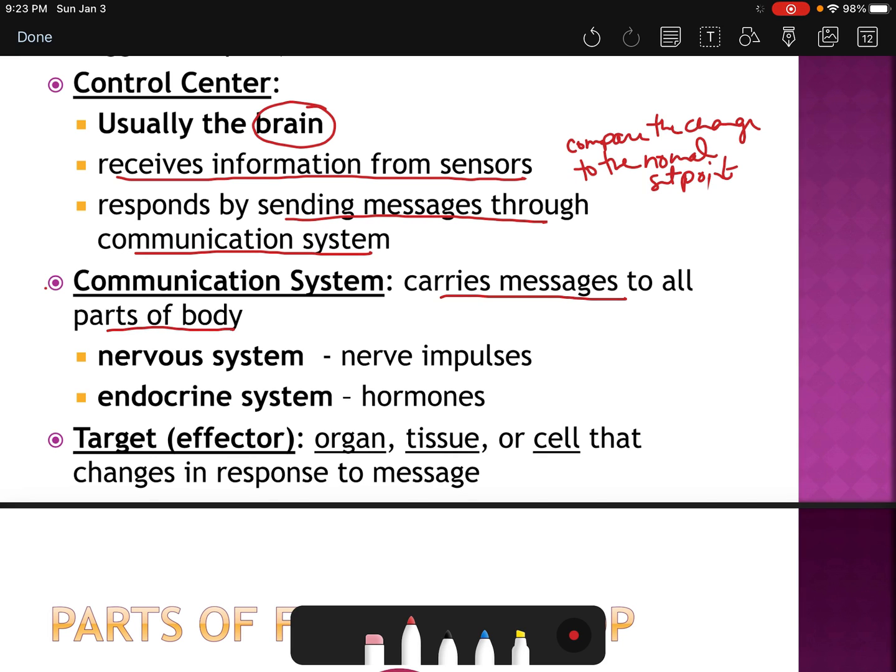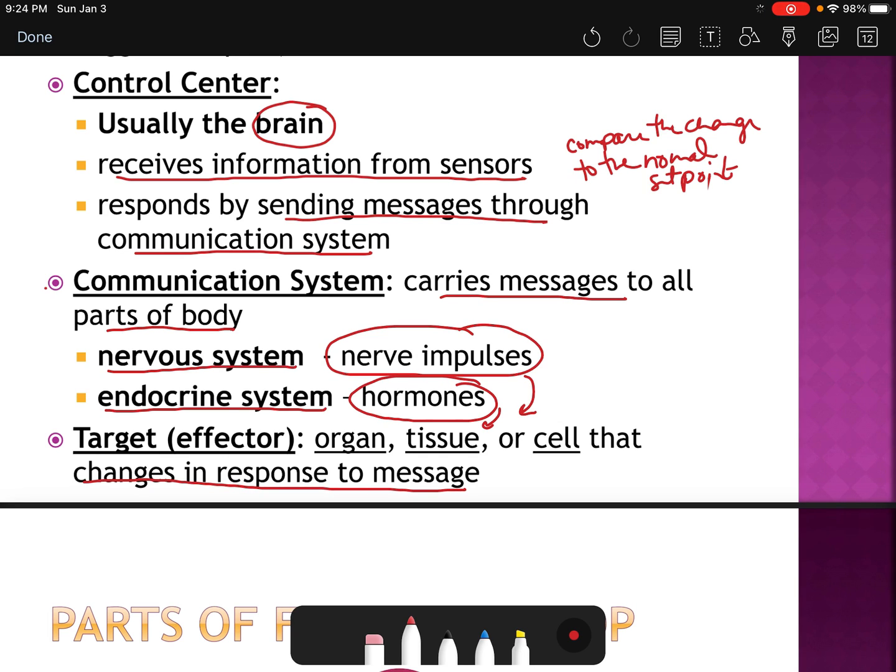And there are 2 major communication systems. The nervous system, that means it's going to use nerve impulses to relay that message, or the endocrine system. That means it's going to send out hormones, okay? Where these nerve impulses and hormones go is to the target, sometimes called an effector. That's any organ, tissue, or cell that's going to change in response to the message from the communication system. So it's going to respond in some way, okay?